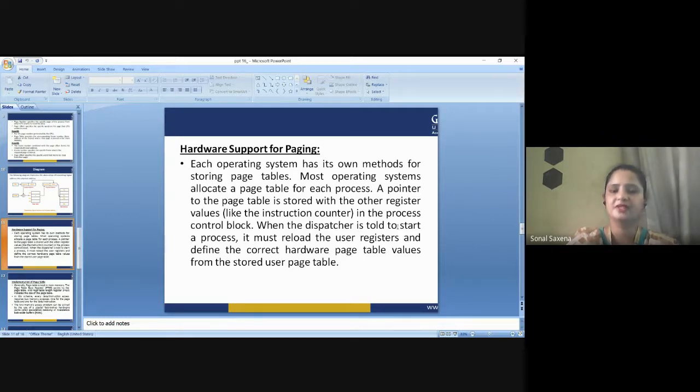I have told you a process control block is a data structure which is used to hold all the information regarding a process. So even the pointer to this page table is stored in the register of the process control block. Now, when the dispatcher is told to start a process, it must reload the user registers and define the correct hardware page table values from the stored user page table. So for every process, the correct entry of its address should be there in the page table, and all this information is stored in the register itself.